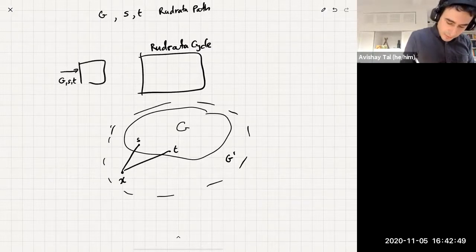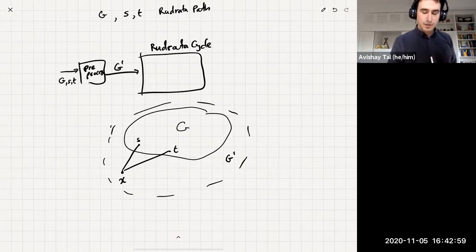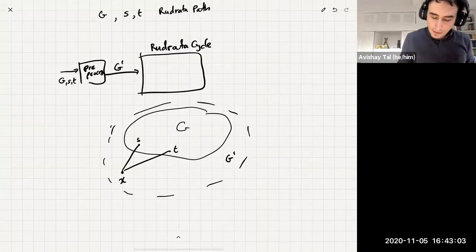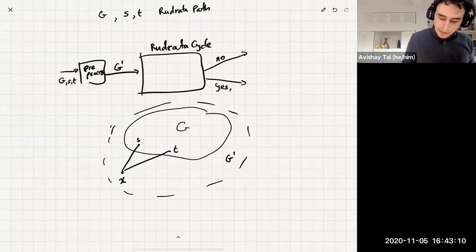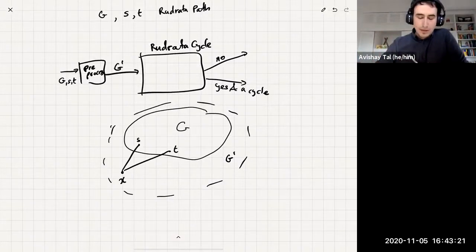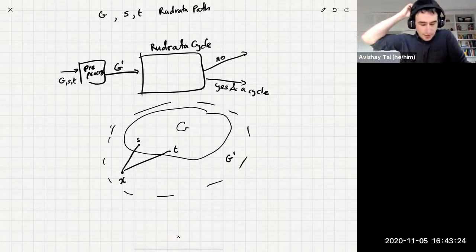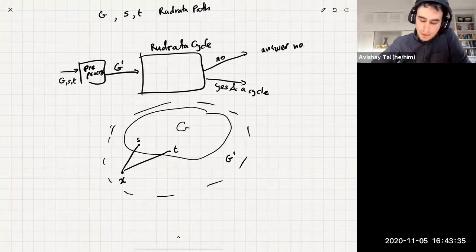So the idea is that I'm going to get G, S, and T. This will be the input. Then the pre-processing would spit out G prime. Then I'm going to feed G prime to the Rudrata cycle black box. This would tell me either that there's no cycle, or yes, there is a cycle and this is the cycle, maybe like a list of vertices according to the order of the cycle. If there's no cycle in this graph G prime, we're going to say that there's no Rudrata path in the graph G. So then we would answer no. And if there is a cycle, we would answer yes.